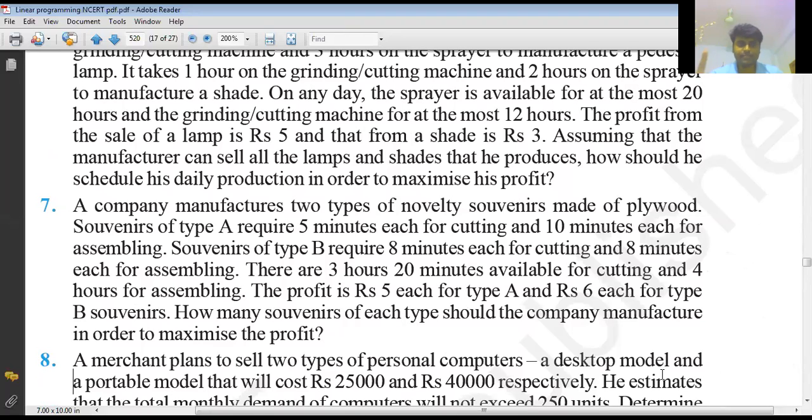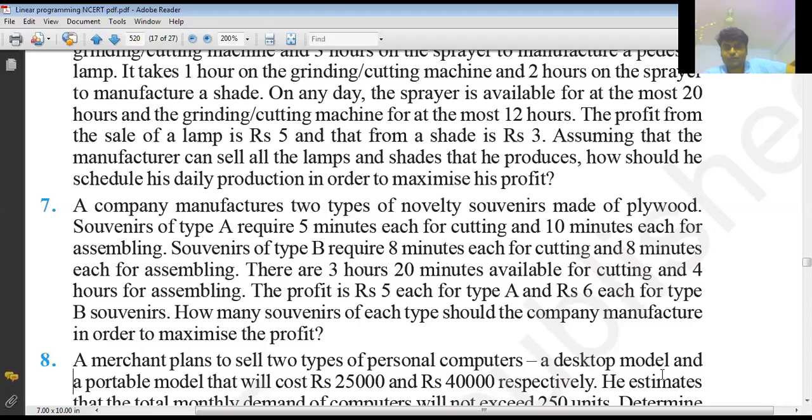For cutting capacity, total time available is 3 hours 20 minutes. If you convert into minutes, 3 hours is 180 minutes plus 20, 200 minutes total for cutting, and 4 hours for assembling. 4 into 60, 240 minutes available for assembling. Clear? So what is the profit that must be given?